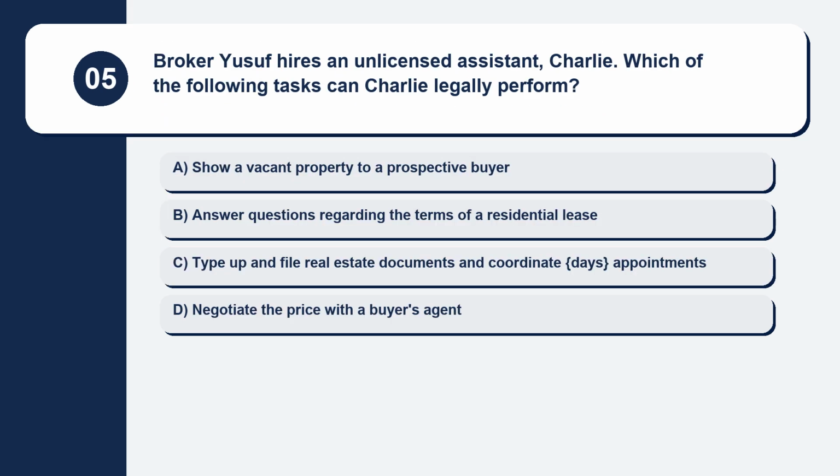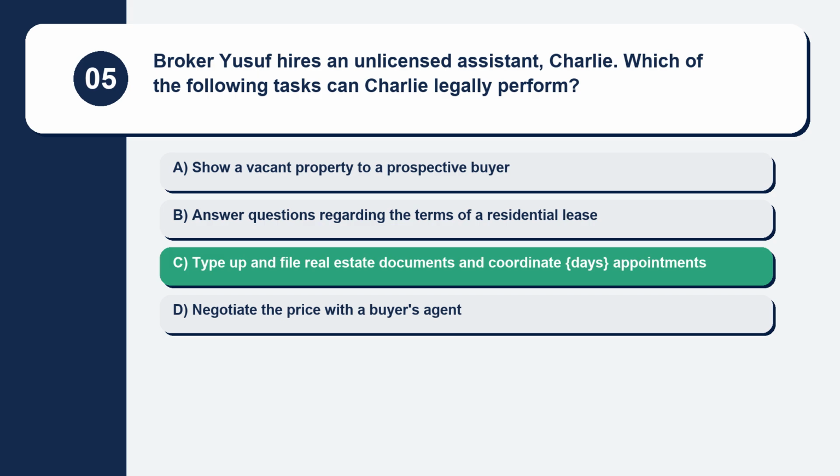Question 5. Broker Yusuf hires an unlicensed assistant, Charlie. Which of the following tasks can Charlie legally perform? Here are your options. Option A, show a vacant property to a prospective buyer. Option B, answer questions regarding the terms of a residential lease. Option C, type up and file real estate documents and coordinate day's appointments. Option D, negotiate the price with a buyer's agent. The correct answer is option C, type up and file real estate documents and coordinate day's appointments.